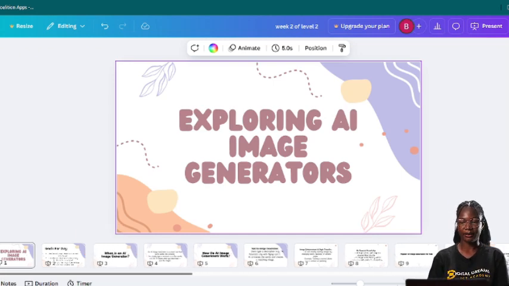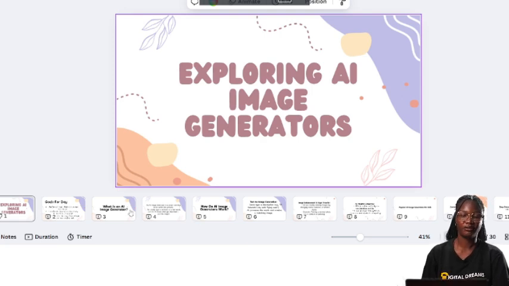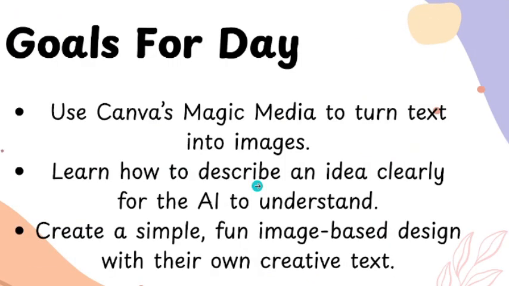All right, so first of all, what is the goal for the day? The first goal is to use Canva Magic Media to turn text into image, learn how to describe an idea clearly for the AI to understand, and create a simple, fun, image-based design with your own creative text. Once you are done exploring how to use this Canva AI, we will use the image that we have generated to make a design.